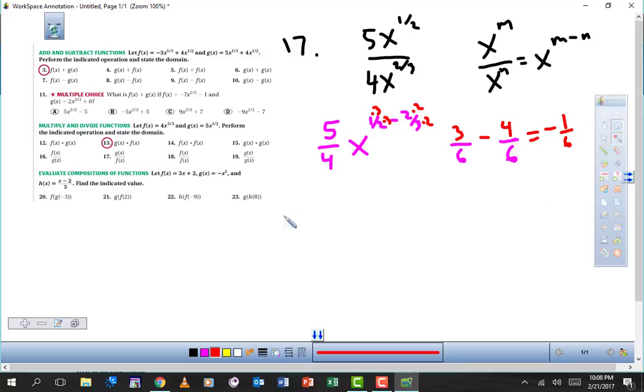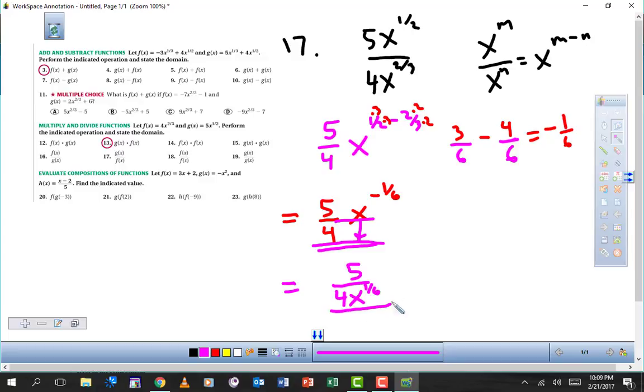Okay? So the bottom line is that this simplifies to 5/4 x to the negative 1/6 power. Now most of the time we're expected to simplify these exponents to the point where there's no negative exponents. So in this case, using another property of exponents, we can move this down to the denominator. Right now it would be in the numerator. So we're going to bring it down with this 4 here. So what we get then is 5 over 4x to the 1/6 power. And there you have it.